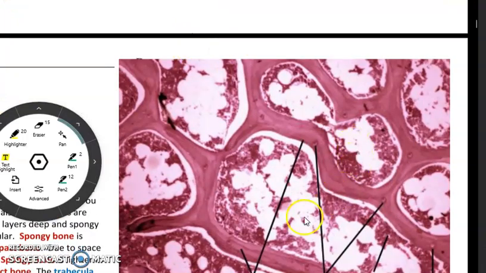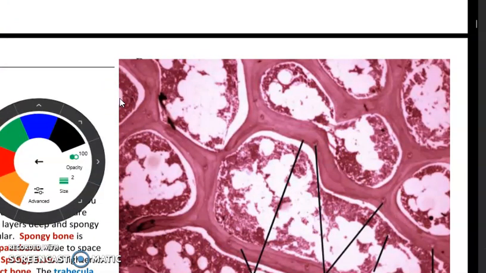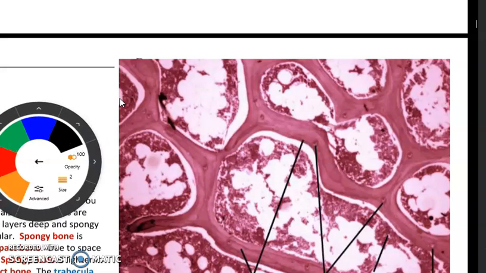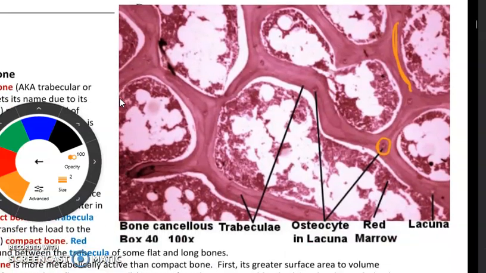So this is spongy bone. Spongy bone differs because it looks like a sponge. It doesn't have real osteons. Instead, it has these trabeculae, or trabecula, plural versus singular. I flunked Latin. And we have osteocytes in lacunae. Now over here we have red marrow. And that's what I want you to focus on.